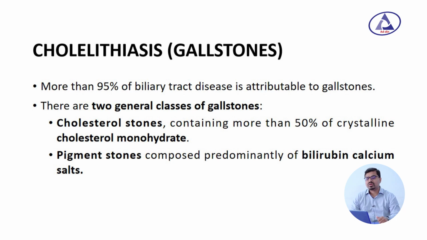Now, what is cholelithiasis? That means gallstones. More than 95% of biliary tract disease is attributable to gallstones. There are two general classes of gallstones. Number 1, cholesterol stones, and number 2, pigment stones. Cholesterol stones contain more than 50% crystalline cholesterol monohydrate. Pigment stones are composed predominantly of bilirubin calcium salts.